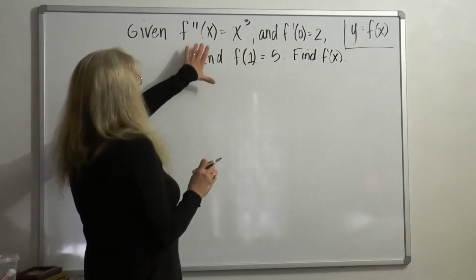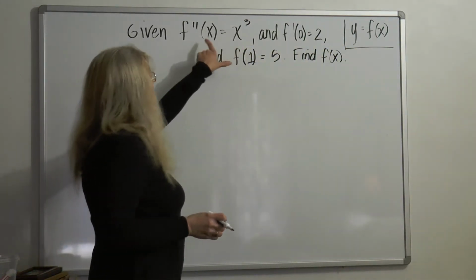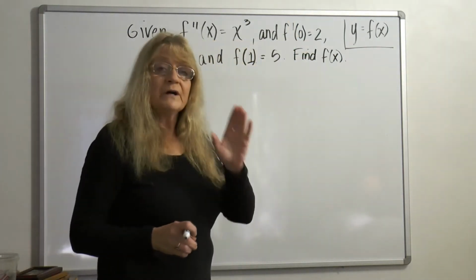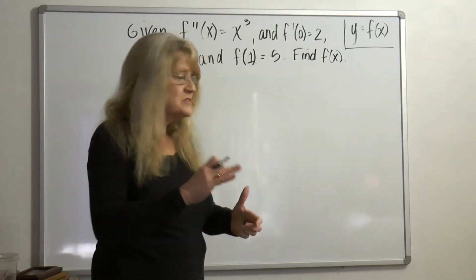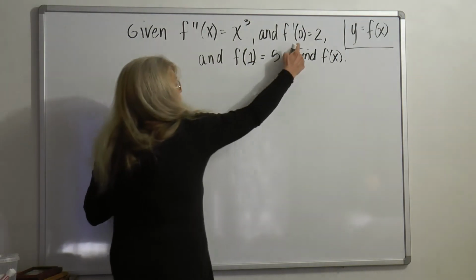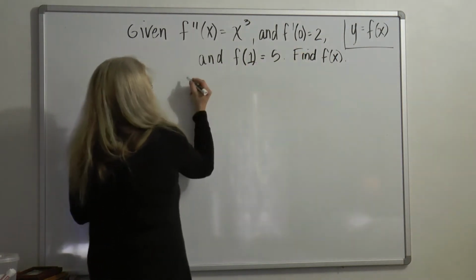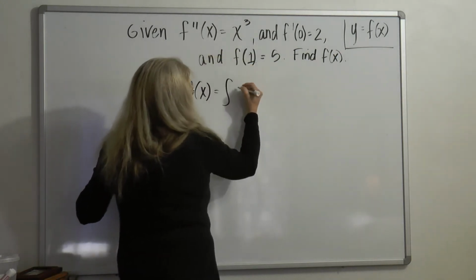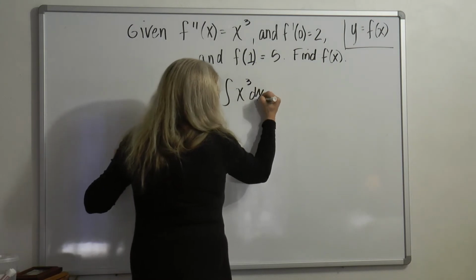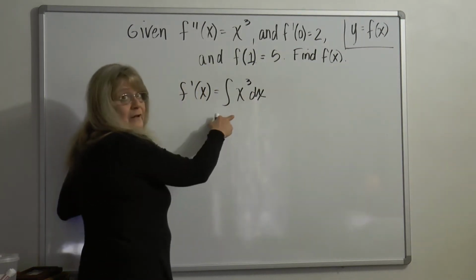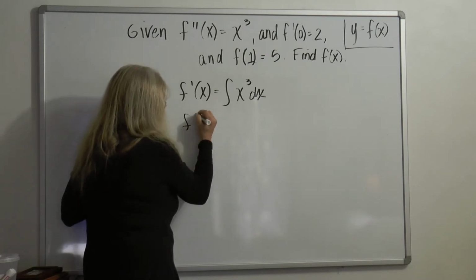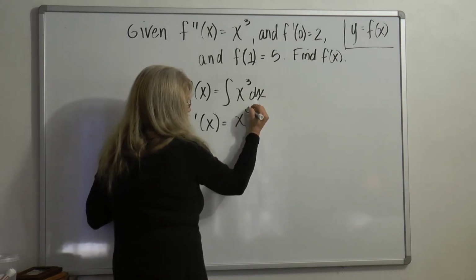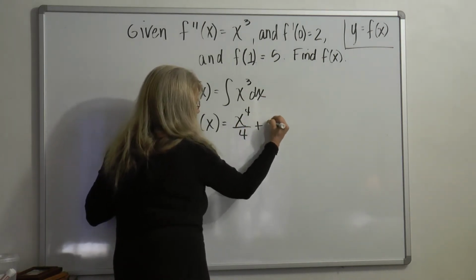Well, I'm going to integrate this, and that'll give me f prime. But remember, these are indefinite integrals, so I'm going to have that arbitrary plus c for the constant. So that's where this information is going to come into play. So f prime of x is equal to the integral of f double prime dx. Remember how to integrate? Okay. So we're going to have x to the fourth power over 4 plus c.